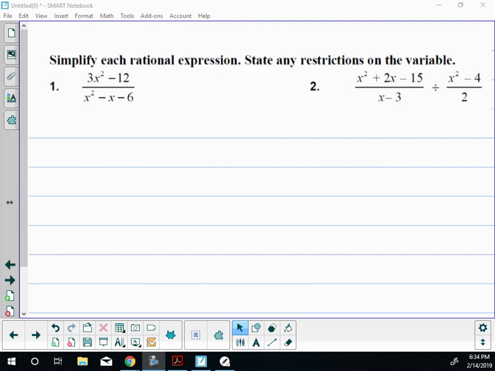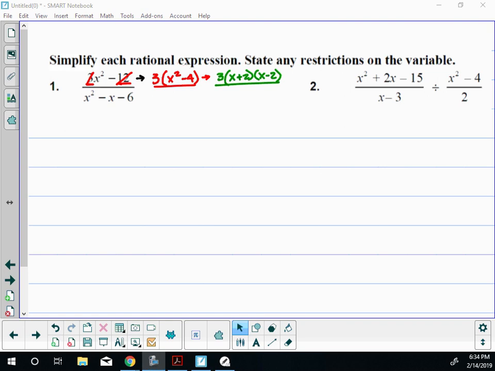So in the numerator on the top, first thing to notice is that both the 3 and the 12 are divisible by 3. So I would factor out a 3. So that 3 goes away, leaving us with x squared. 12 divided by 3 is 4. Now, x squared minus 4 can also be factored. Two numbers that multiply to negative 4 and add to 0 are positive 2 and negative 2.